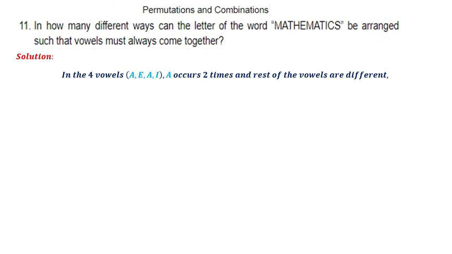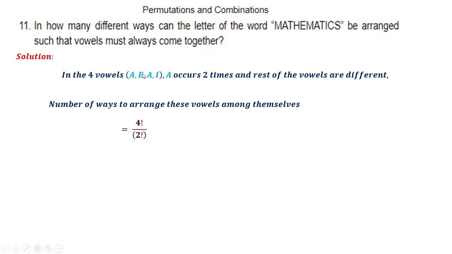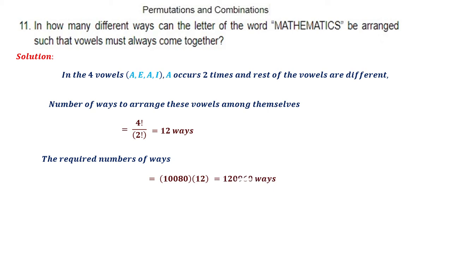Of course, 2 times and the rest of the vowels are different. So, let's check. 4 factorial: 1, 2, 3, 4. And then 2, 1, 2. Dalawa kasi A natin, di ba? So, we have 12 ways. So then, the required number of ways: 10,080 multiplied by 12, that is 120,960 ways. Ganyan karami ang pwede natin gawing combination.